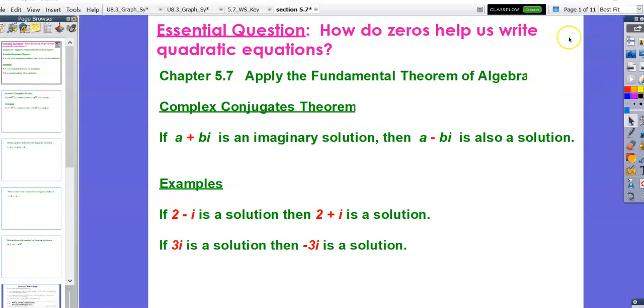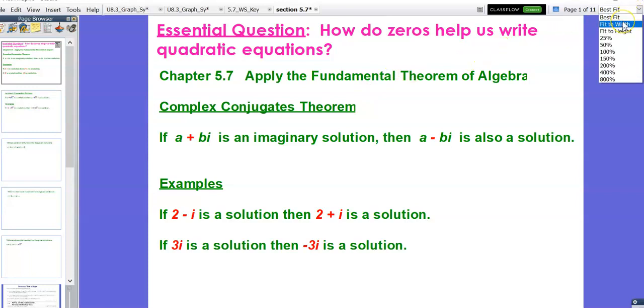All right, welcome to section 5.7. We are talking about the fundamental theorem of algebra. And our essential question: how do the zeros help us write quadratic equations? And how can we apply the fundamental theorem of algebra to help us write those functions?